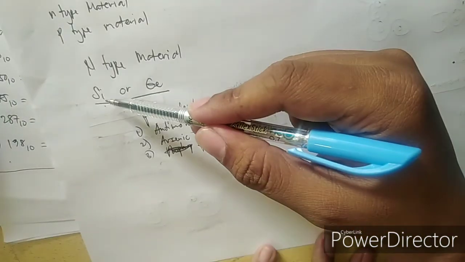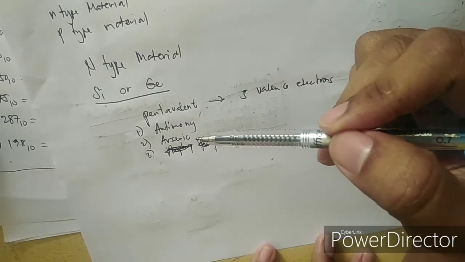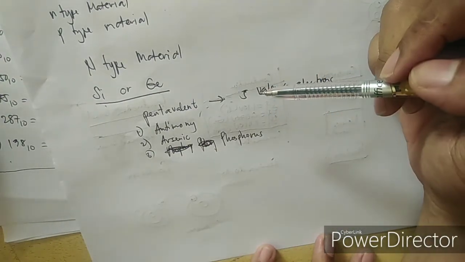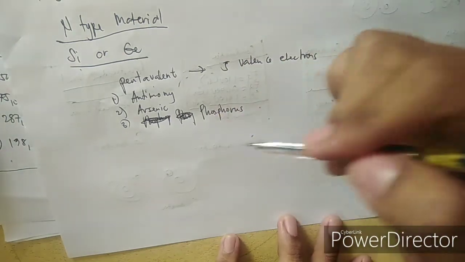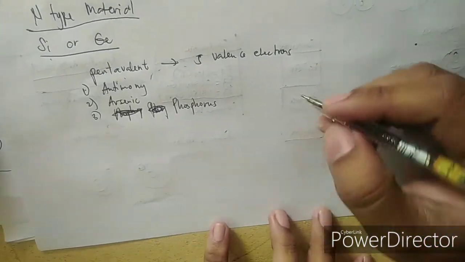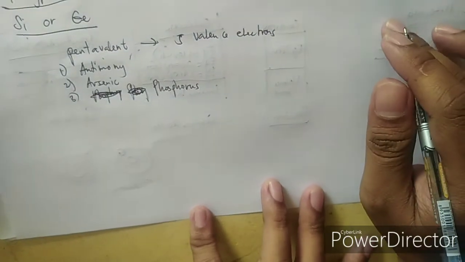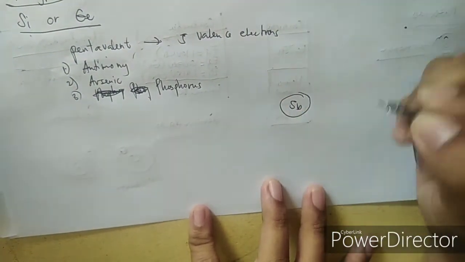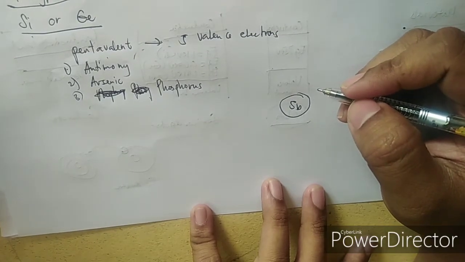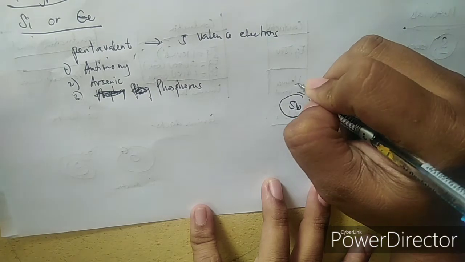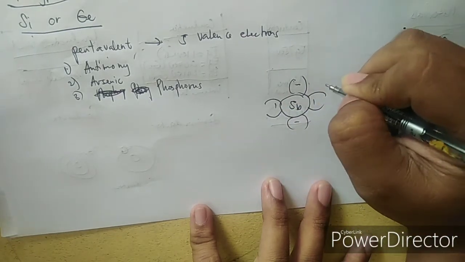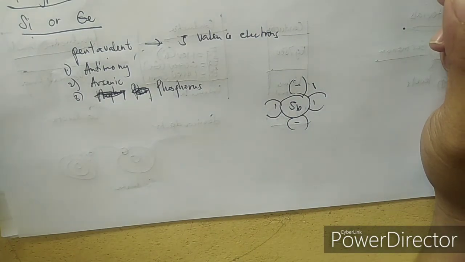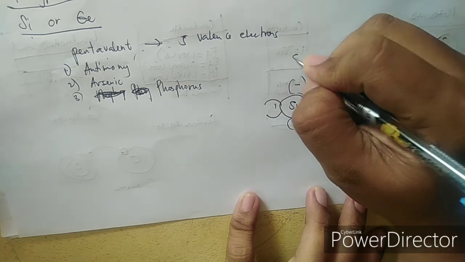So if the silicon atom is doped with either antimony, arsenic, or phosphorus, the semiconductor will become an N-type material. Say, for example, antimony, whose symbol is Sb. Since antimony has 5 valence electrons, you can see there the first electron: 1, 2, 3, 4. The other one is the fifth. Since the silicon atom has only 4, the fifth one is extra.